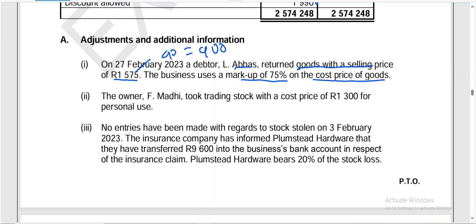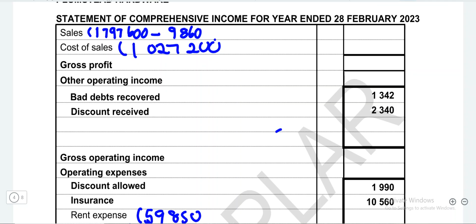So now after doing this, we then go to our information and we record. We know that sales is going to be decreased by 1,575. So that's what we must firstly do. So we must subtract 1,575.